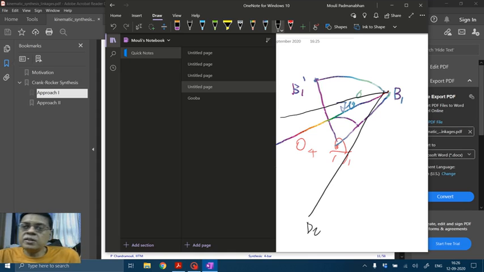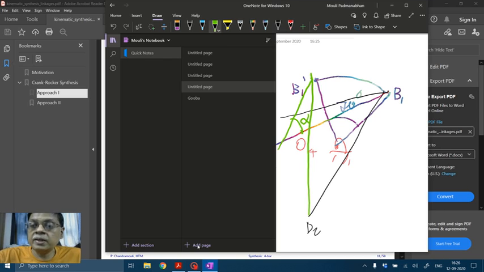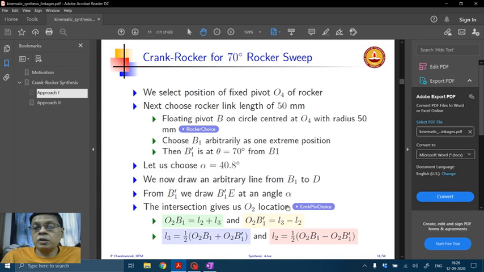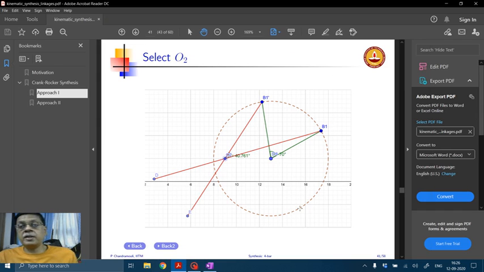But the upshot of this is that now I need to draw a line, let me use a green color here, which will go from here to B1 prime. So this angle has to be alpha. So similarly, from here, if I draw a line, that angle has to be alpha. So you see that there are a number of choices where the other fixed pivot essentially comes into the picture.